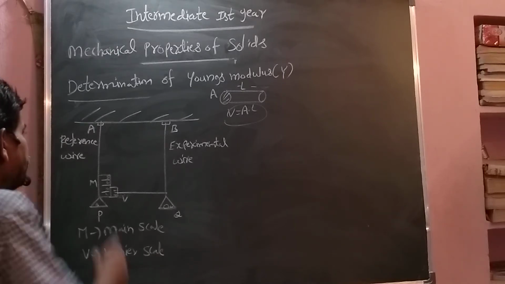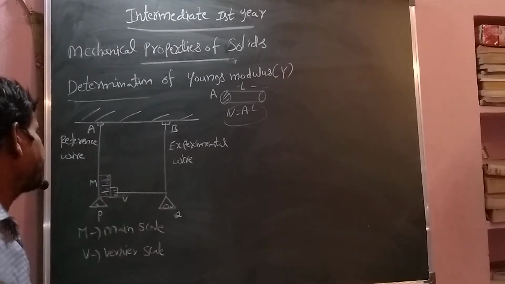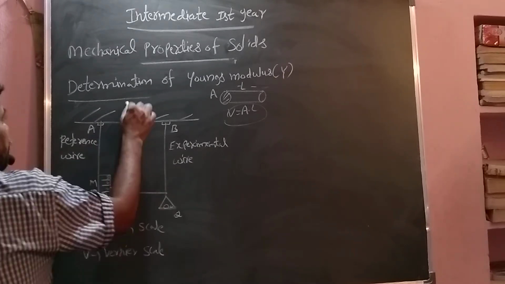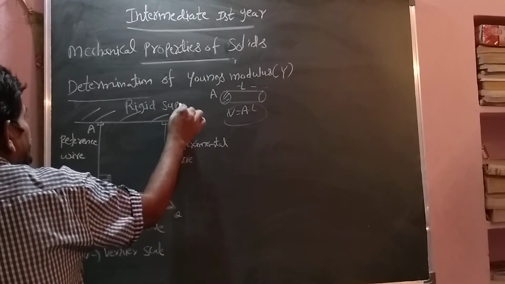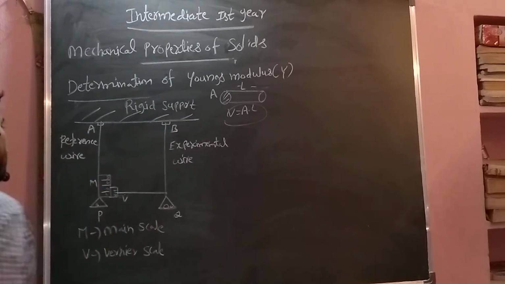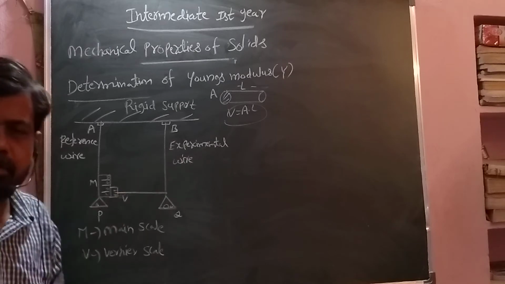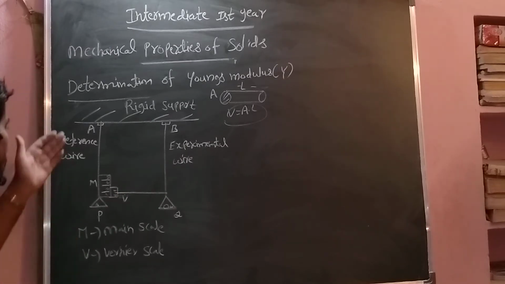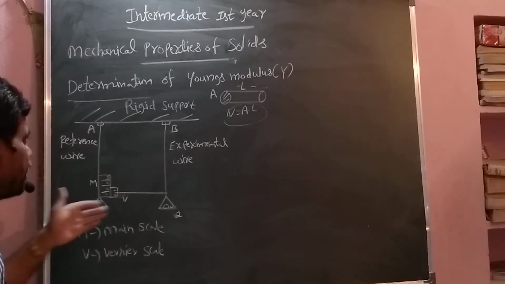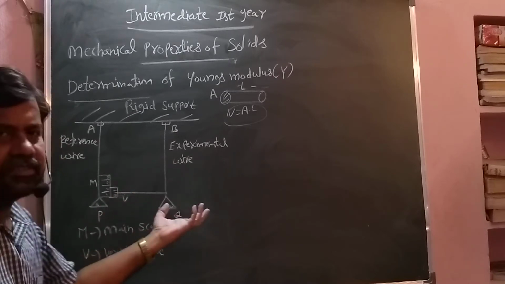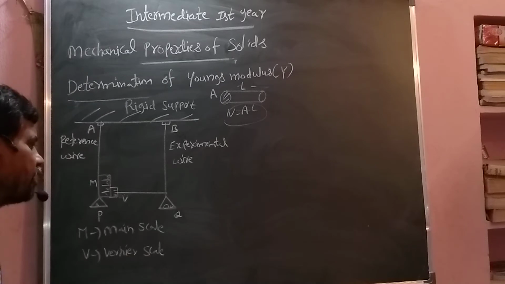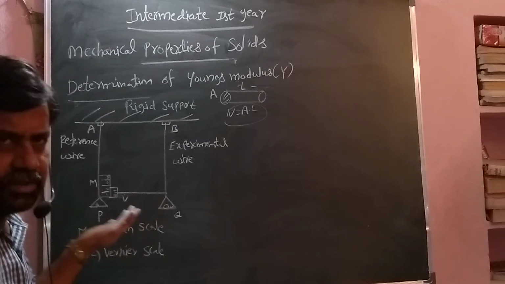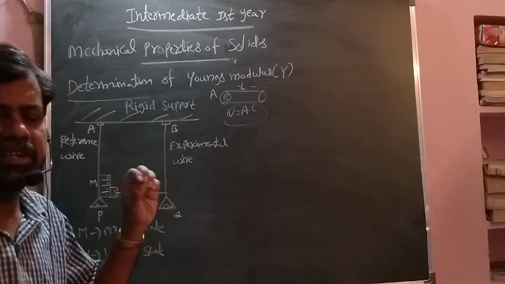So these two metallic wires A and B are suspended from the rigid support. So this is the rigid support. Here one is the reference wire and another is the experimental wire. At the bottom of the reference wire and experimental wire, we attach some pans. In the pans, we introduce weights. Initially, in the P and Q pans, we introduce equal amounts of weights.